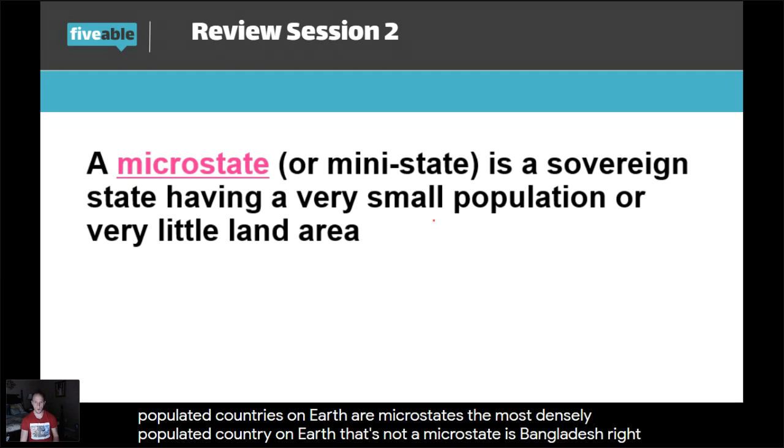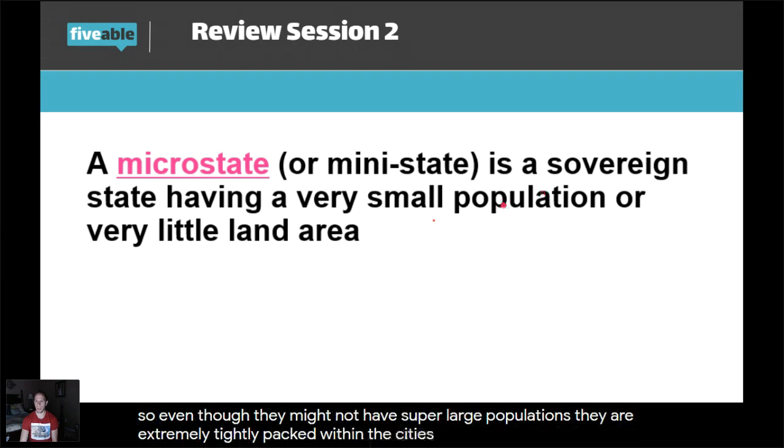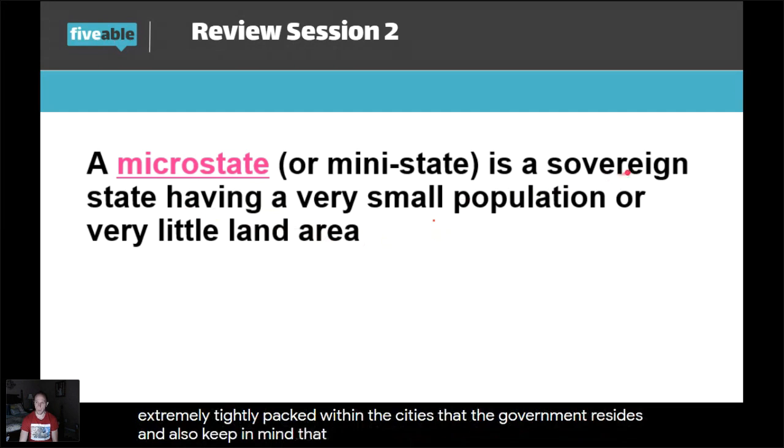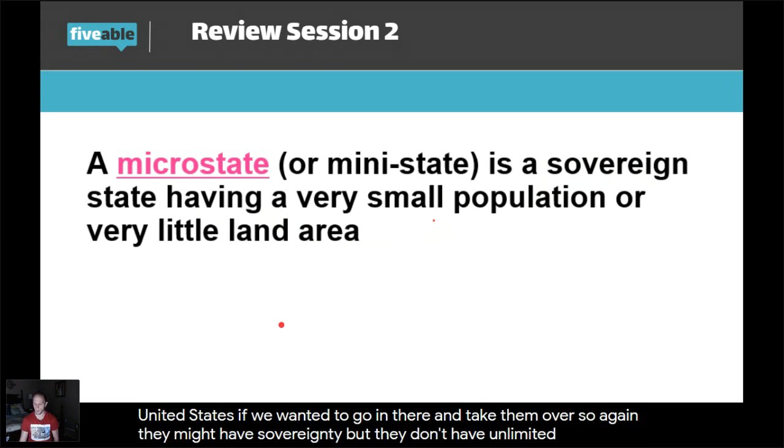All right. So even though they might not have super large populations, they are extremely tightly packed within the cities where the government resides. And also keep in mind that they are sovereign nations. They answer to a government leader, and they have power to control what happens within their borders. But they couldn't ward off an invasion from the United States if we wanted to go in there and take them over. So again, they might have sovereignty, but they don't have unlimited power to defend their borders.